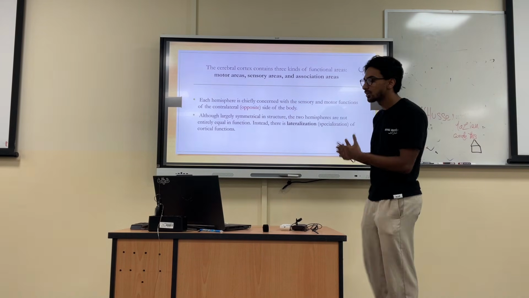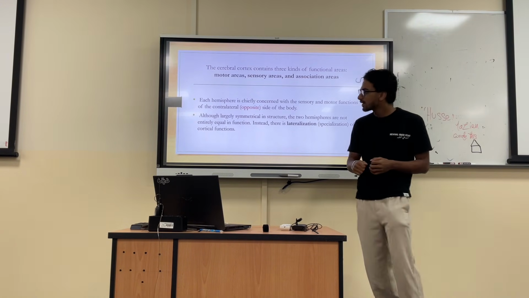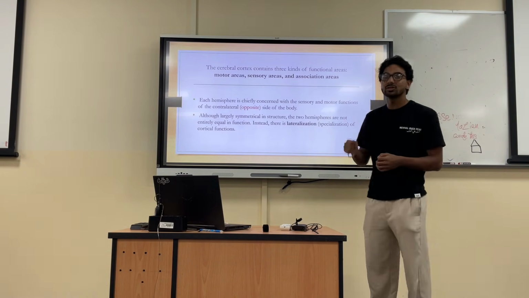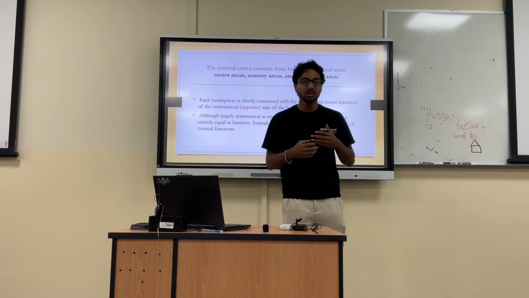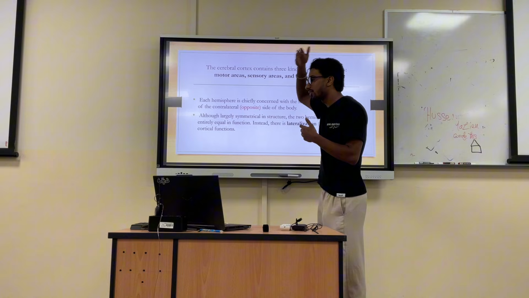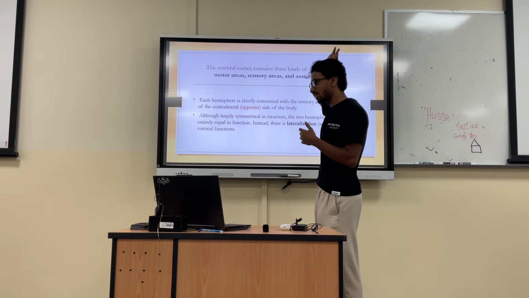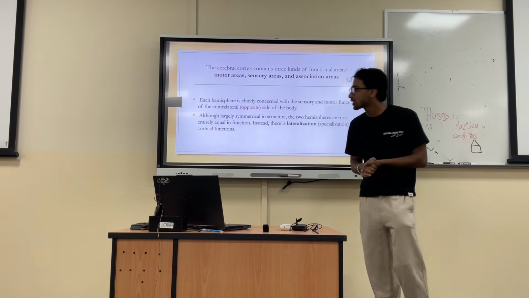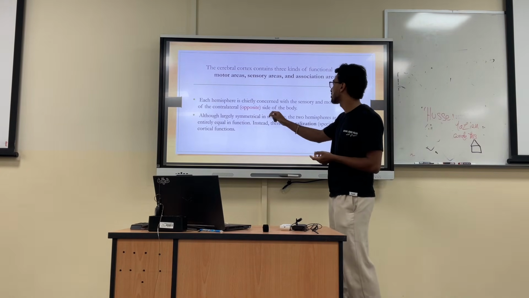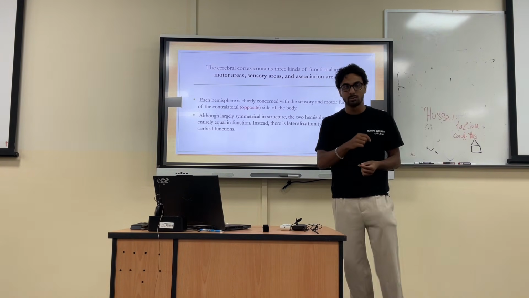Now, coming to the cerebral cortex, it has 3 kinds of functional areas: the motor area, sensory area, and association areas. So this is a basic tip: when we say motor, associate it with the frontal lobe. When we say sensory areas, associate it with the parietal lobe. Alright? Now, coming to more of a generalization, each hemisphere is chiefly concerned with the sensory and motor functions of the contralateral side of the body.